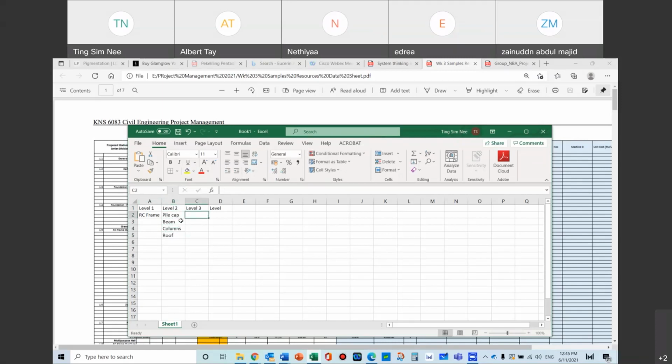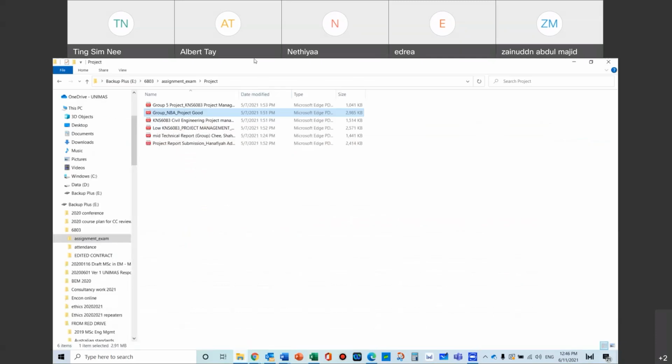Let's say if you have 5 activities here, then this thing will move down like this. Or yeah, it's better to be moved down. So then if there's another few activities in Beam, then you will put the activity names here. And whether you want to break it down further, then you can copy and paste this. I'll show you in another example. I'm sure there is another example.